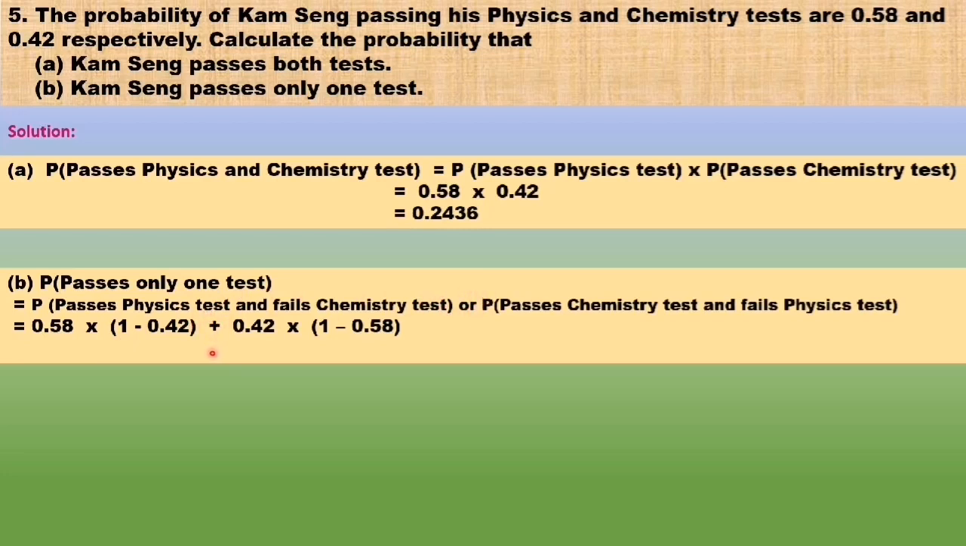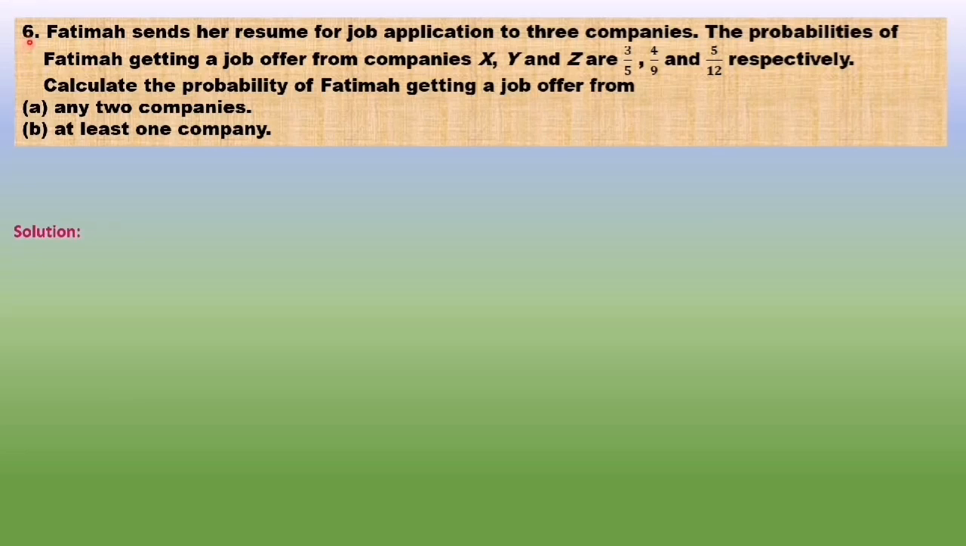We have another possible outcome, which is he passes the chemistry test. So passes chemistry test is 0.42, multiplied with fails physics test. So fail means 1 minus 0.58, equals 0.5128.